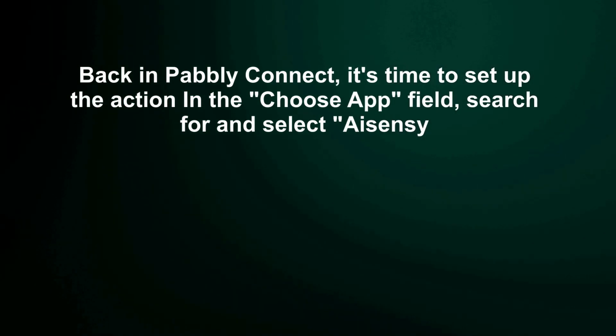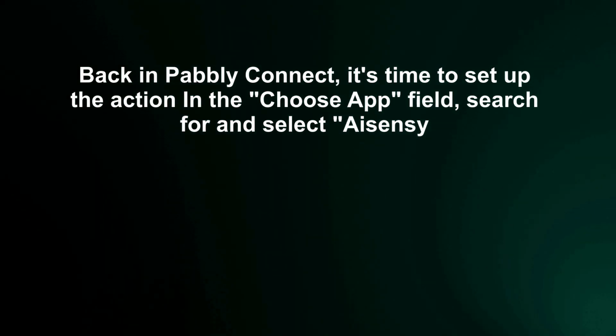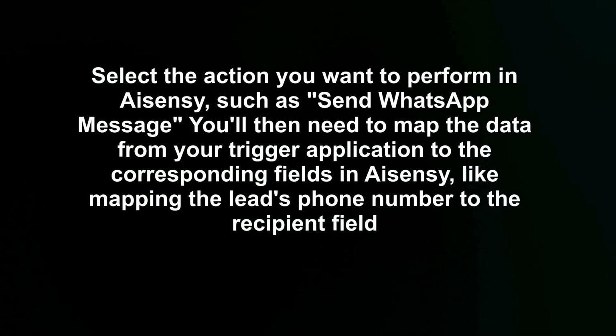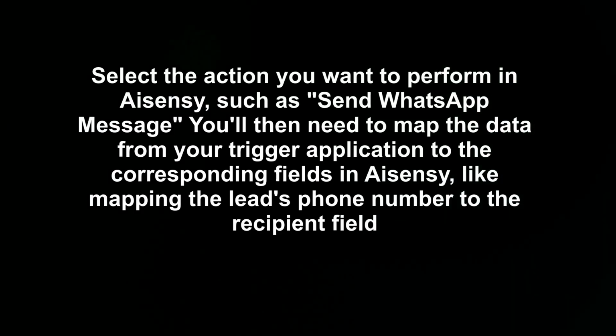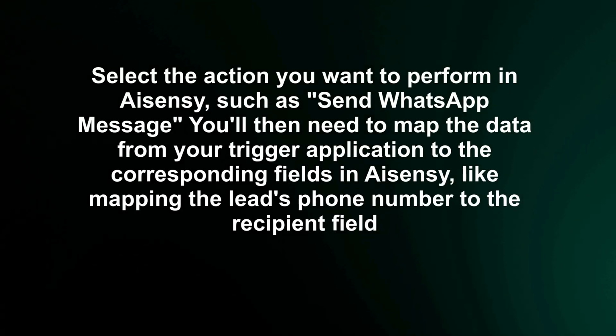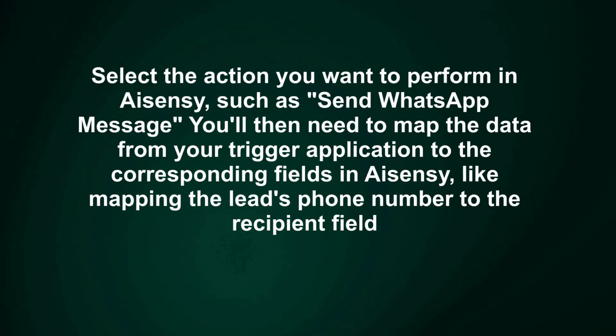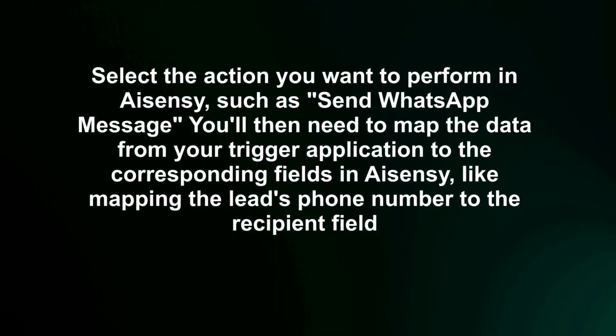Back in Pabbly Connect, it's time to set up the action. In the Choose App field, search for and select Aisensy. Select the action you want to perform in Aisensy, such as send WhatsApp message. You'll then need to map the data from your trigger application to the corresponding fields in Aisensy, like mapping the lead's phone number to the recipient field.